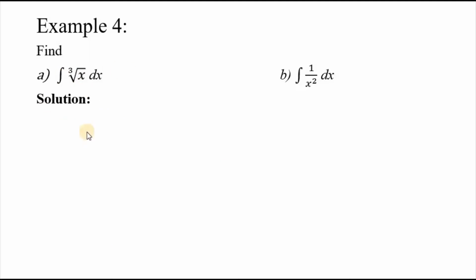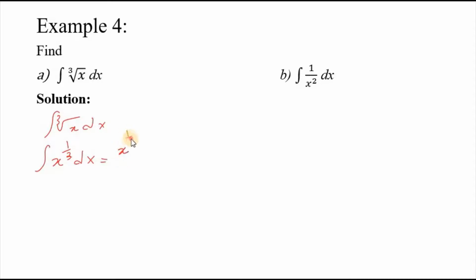Let's evaluate different integrals. In this case, we have a cube root. We don't know what the integral of the cube root is, but we know if we turn that cube root into a power, so this is the cube root of x dx, it's going to become the integral of x to the 1/3 power dx, which is equal to, I add 1 to the power and divide by the new power plus a constant.